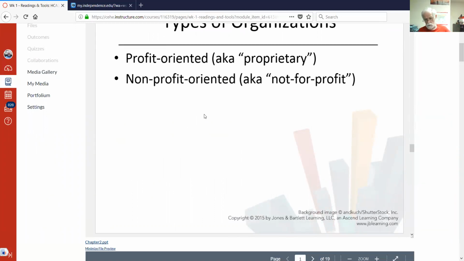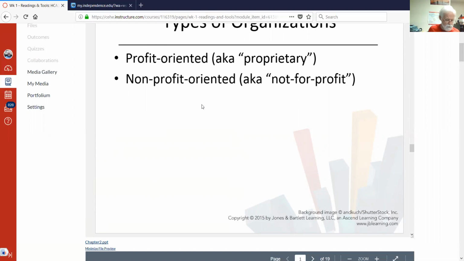Non-profit doesn't mean it doesn't make a profit. What it does for tax purposes, it's a tax designation. For tax purposes, it means that the profits of the organization are put back into the organization as opposed to paid out to shareholders. There is a fuzzy line there.